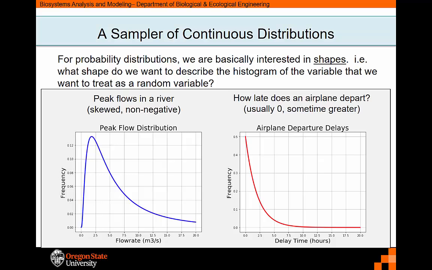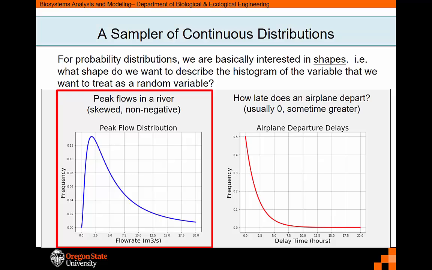For probability distributions, we are basically interested in shapes. In particular, the shape of the histogram of the variable that we want to treat as a random variable. Let's look at a couple of examples. We'll start with peak flows in a river, shown on the left. In general, we would expect the shape of the histogram to have certain characteristics reflecting the physical processes being represented.